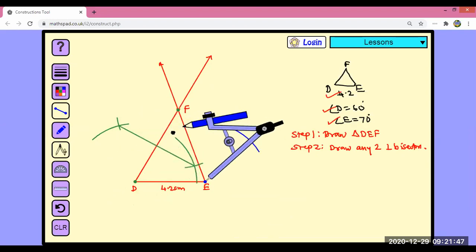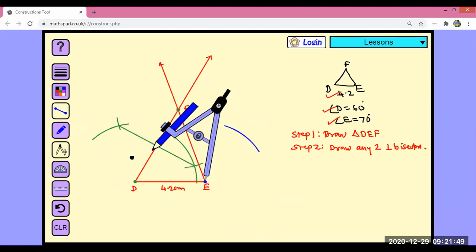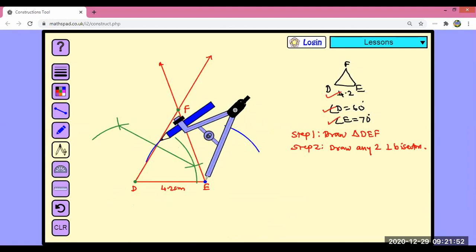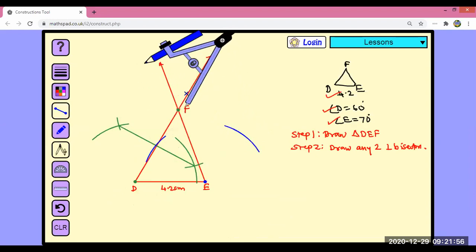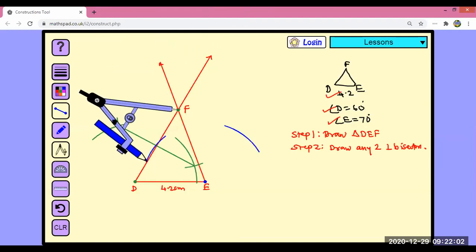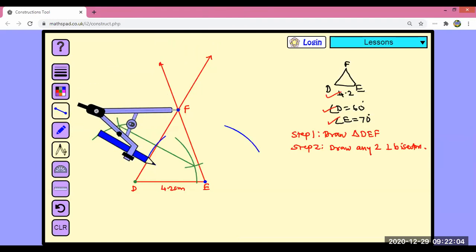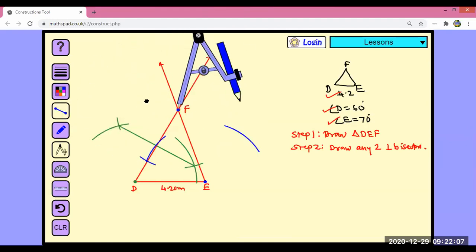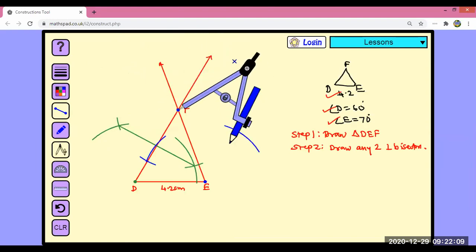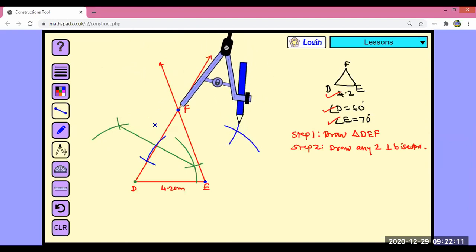Okay, it won't let me draw, but still I'm trying. So there, we draw another arc like this. And with the same distance, place the steel point on point F, right? And now we cross out these two arcs. So here this arc has been crossed out. We cross out the other arc also. And joining these two points, we will get the second perpendicular bisector.